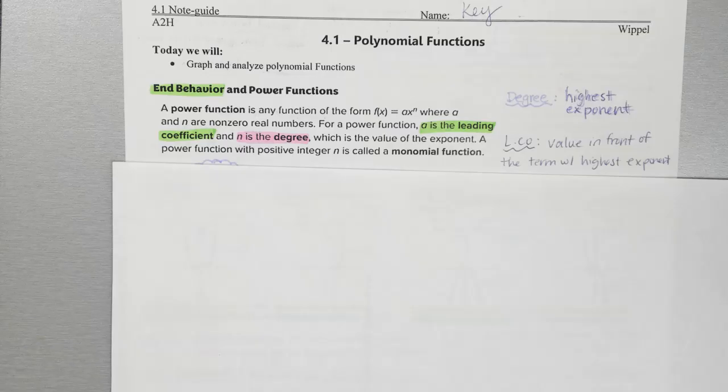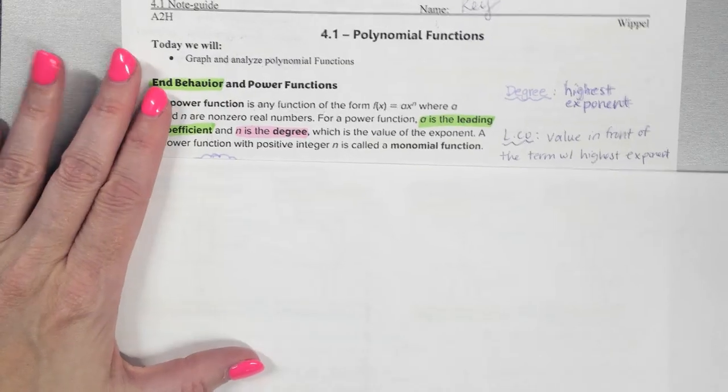And in Algebra 1, you classified polynomials by their degree, and then also how many terms they had in the function. So you're going to see that come back around in this chapter.